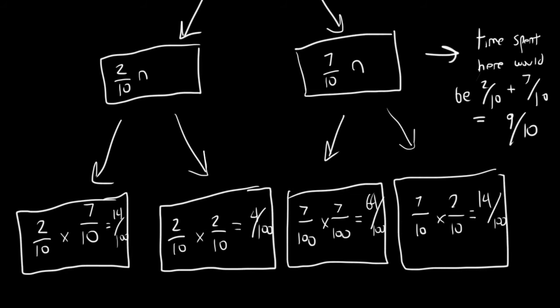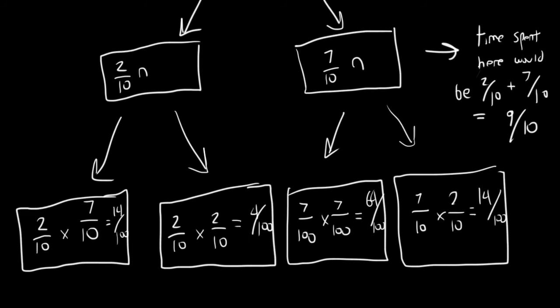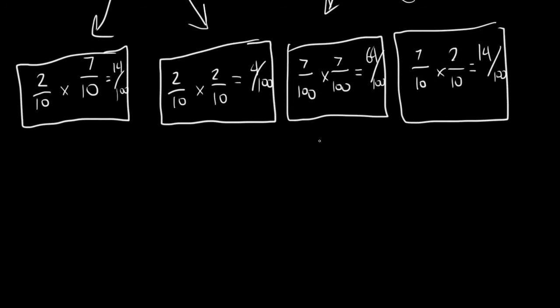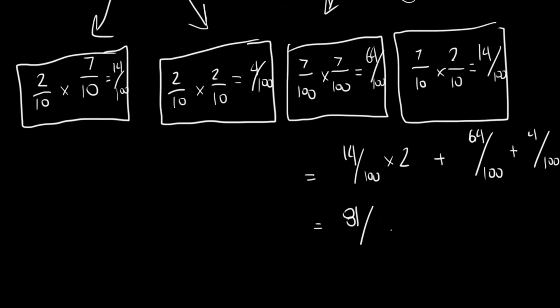Now, how much time is spent on this level? Well, I don't have enough room to add them up. But if we were to add all of these up, we will have 14 over 100 times 2, obviously, because we have 2 of them, plus we have 64 over 100 plus 4 over 100. We add all those up and we will get a value of 81 over 100.